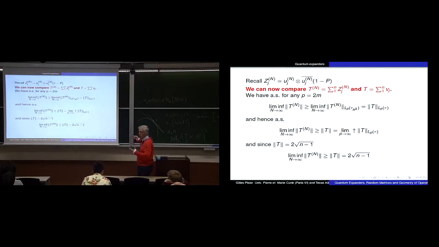But now you can take the sup over all p in this line here, and it gives you that this lim inf is greater than the sup over all p, or the limit over all p, and that's the norm of T. So you get the lower bound, and in fact, almost surely, because everything we did was in the almost sure sense, this lim inf is almost surely greater than 2 square root of n minus 1. So if you go back to Hastings' result, there's no way you can make Hastings' result hold with a smaller number than this 2 square root of n minus 1.